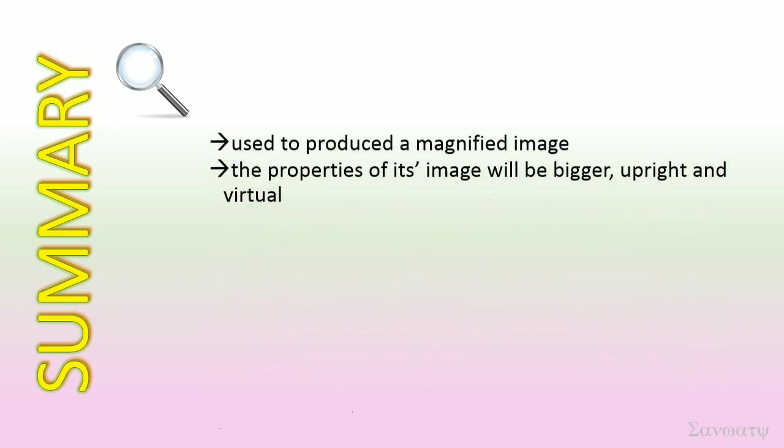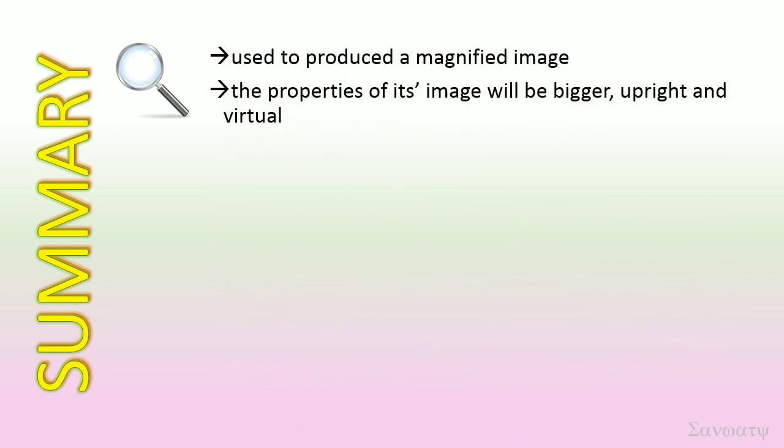Alright, if you feel bored about the explanation before, don't worry, because these are the main points of this lesson. Please don't skip this part. So a magnifying glass is actually used to produce a magnified or enlarged image. The properties of its image will be bigger, upright, and virtual.